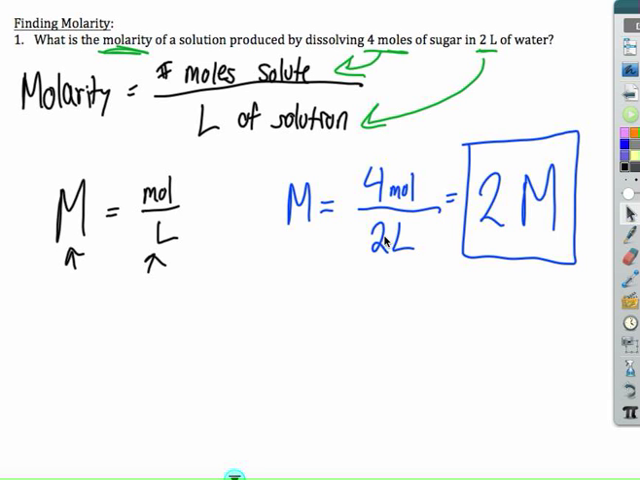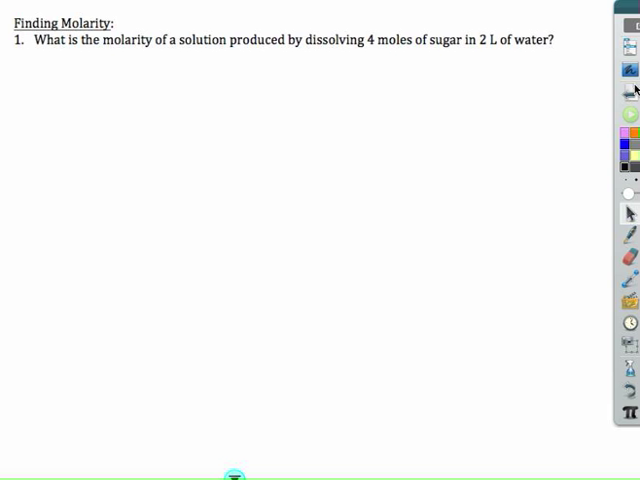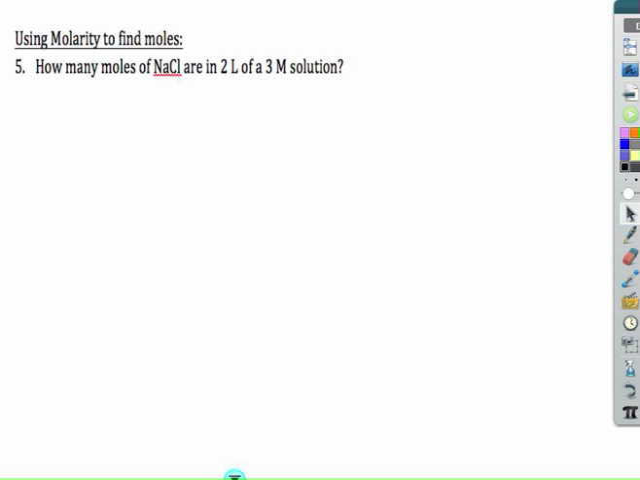Okay. Let's look at another problem. Now I'm on number 5, how we can use molarity to find number of moles. This problem asks, how many moles of NaCl are in 2 liters of a 3 molar solution?